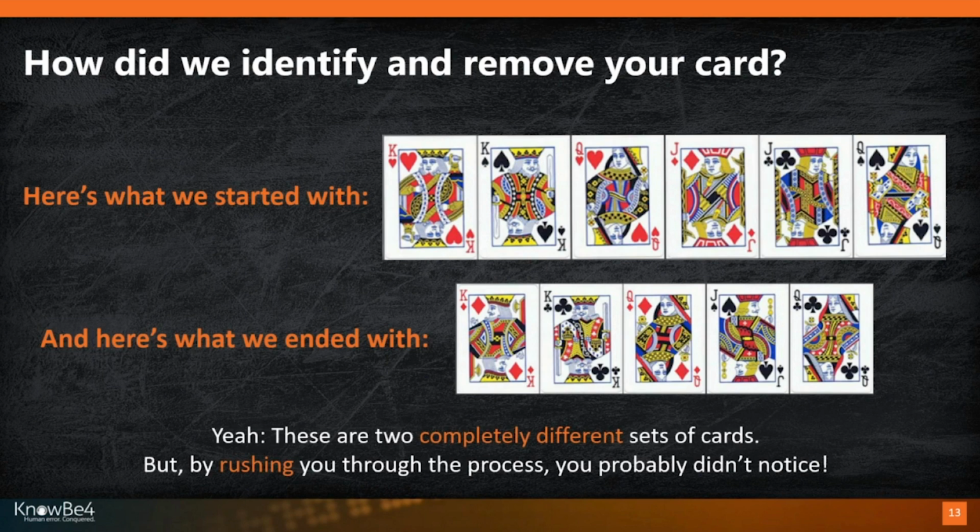But by rushing you, by not giving you information, by getting you to focus on one thing, which is picking a card and remembering what that card is, most people don't even notice. Now there's patterns put in place here. You'll notice red king, black king, red queen, that sort of thing. That pattern there is made in such a way that you won't notice the difference in the patterns.